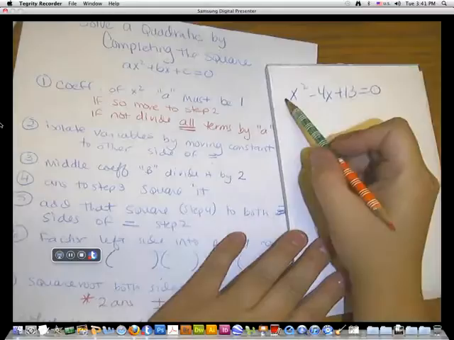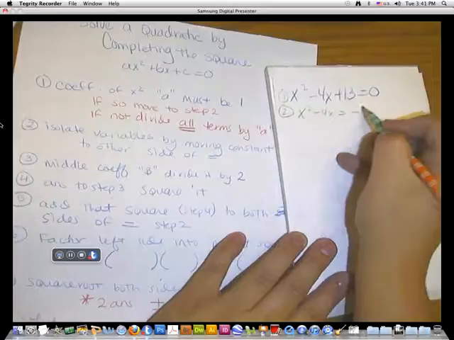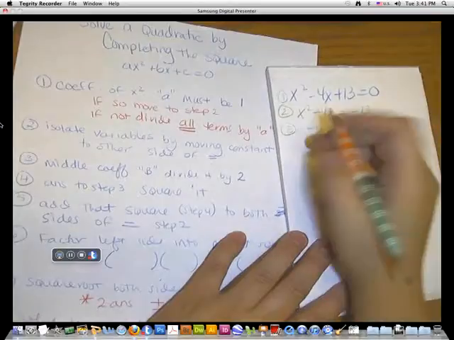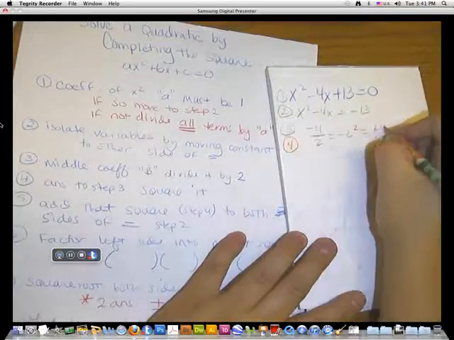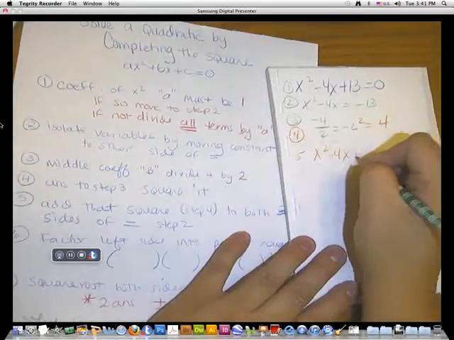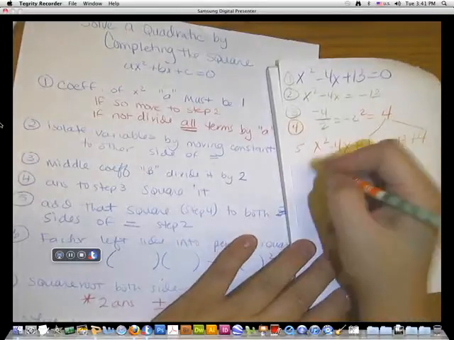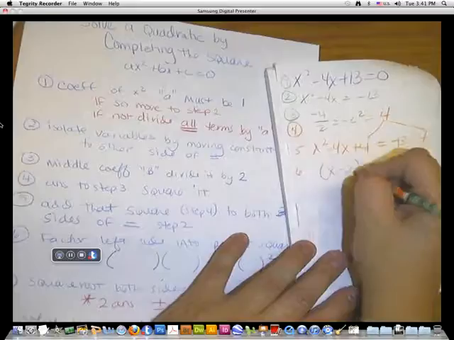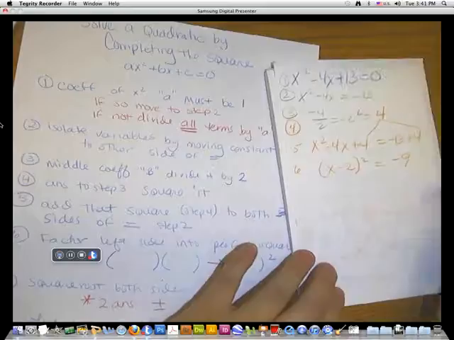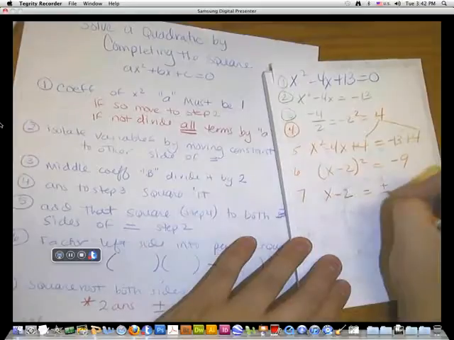Step number 1, the a is 1, so we're good. Step number 2, I need to move the constant. Step number 3, the middle term divided by 2. Step 4 is to square it. Step 5 is to add it to both sides. Step 6 is to come up with a perfect square. Step 7 is to square root both sides.